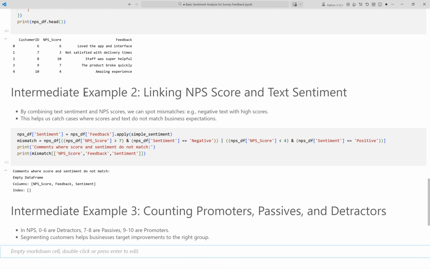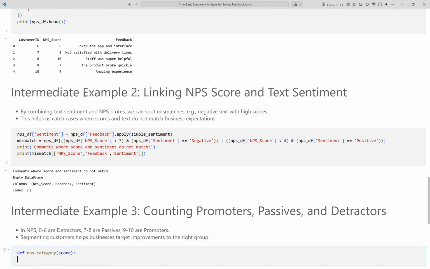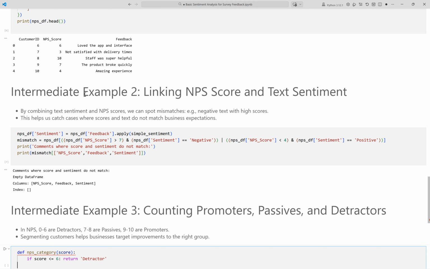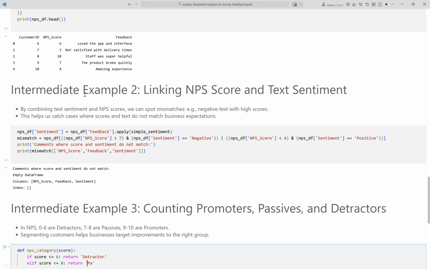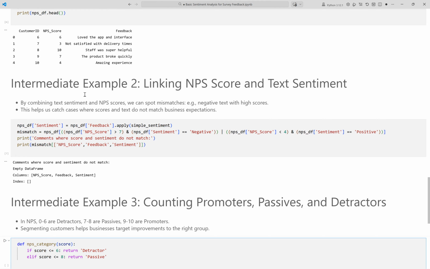We define a function to bucket NPS scores into 3 customer groups. We apply this categorization and count each group to see the survey's breakdown. Understanding the size of each group informs market research strategies.